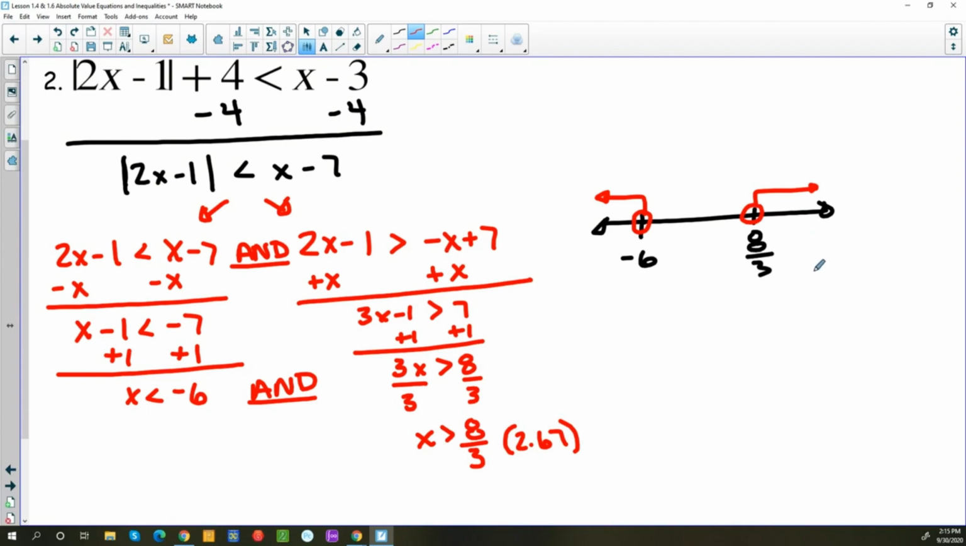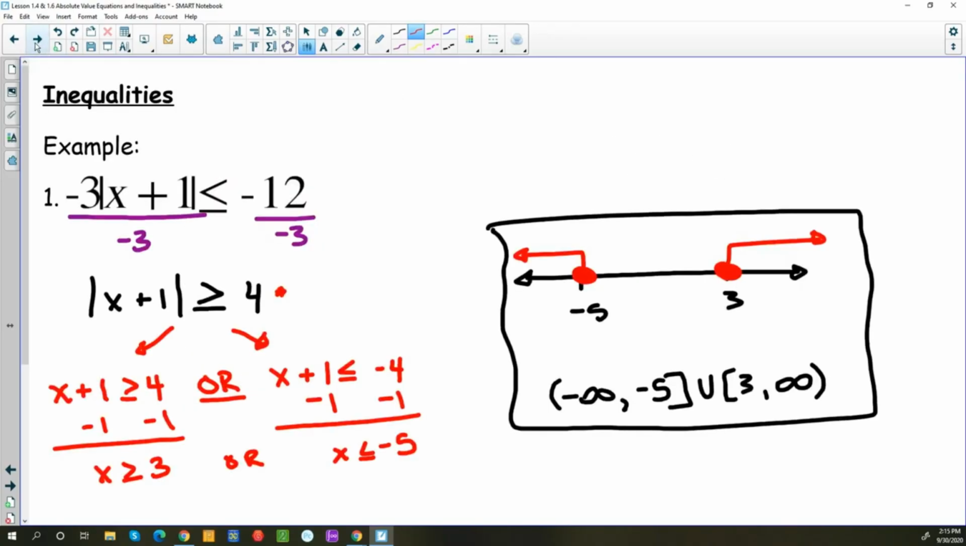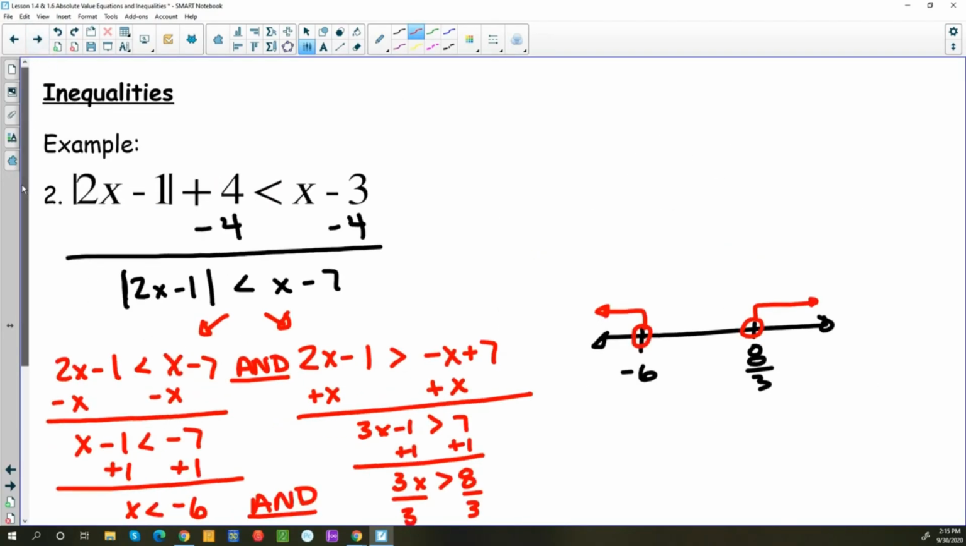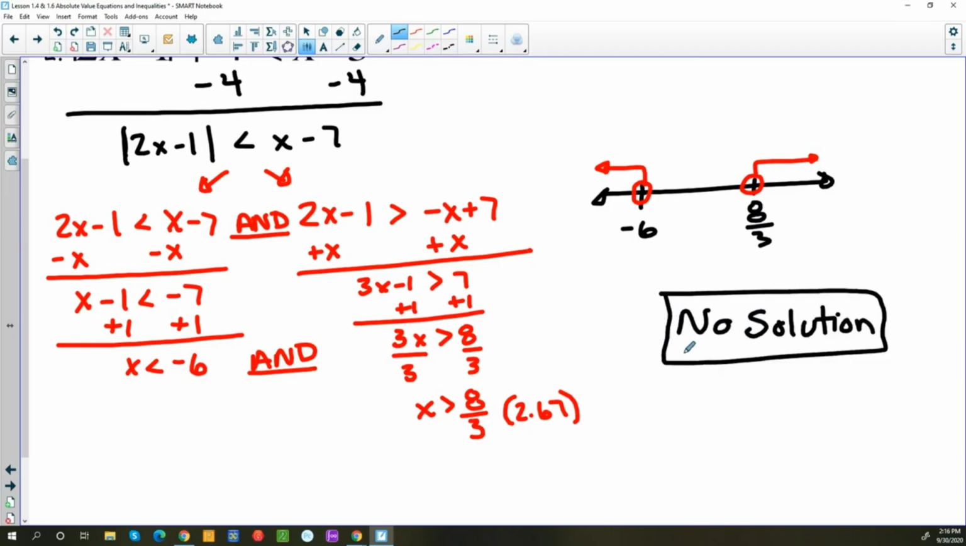Okay, wait a second, pause. An and is supposed to look like this, right? But doesn't this look like an or? It does. So what happens is your ands are supposed to overlap. So if our ands do not overlap, then our answer for this is no solution. So this is a special case for you guys. So the other special case is when you have an or that faces each other, that's infinite solutions.